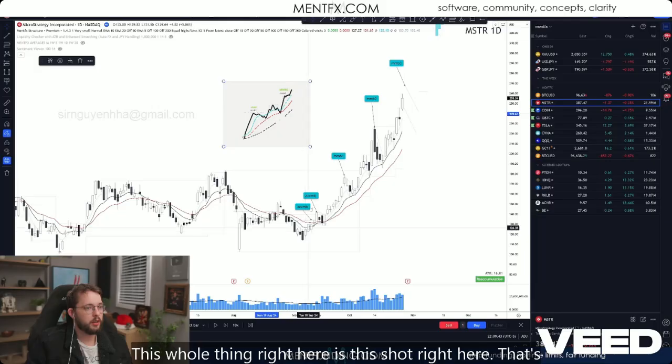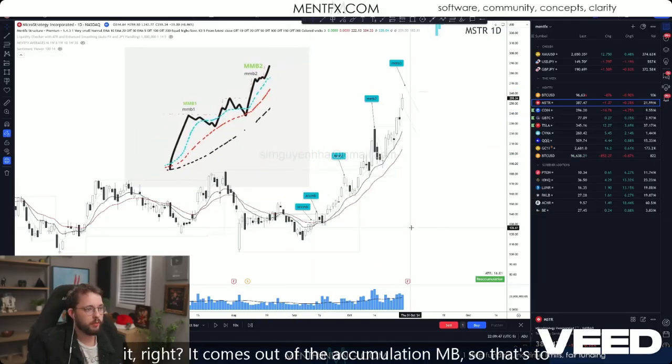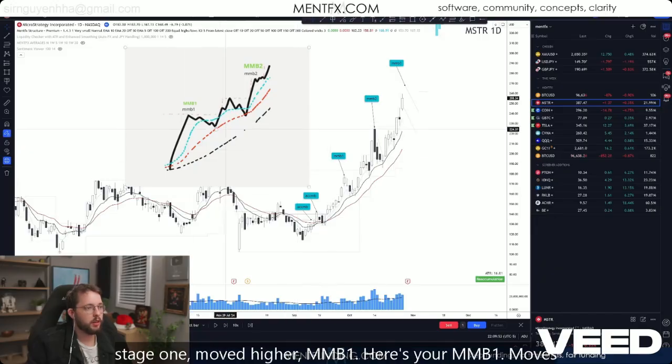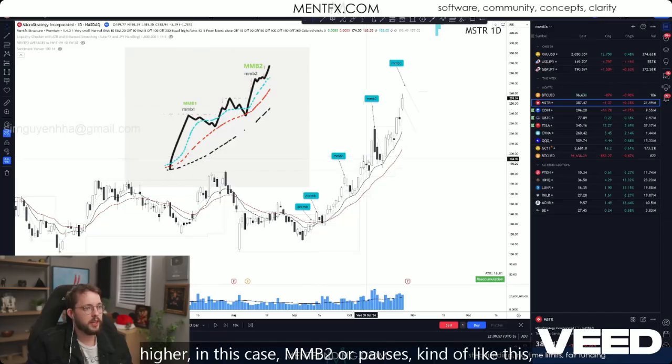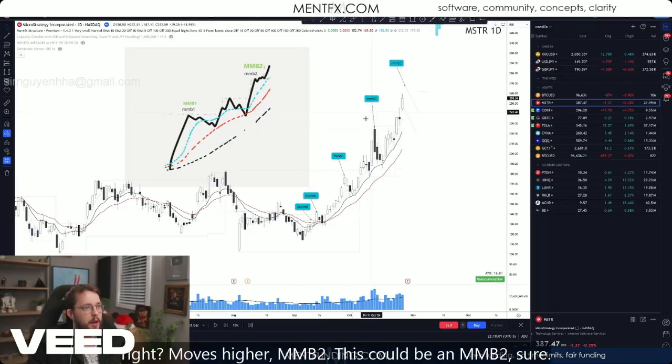This whole thing right here is this shot right here. That's it, right? It comes out of the accumulation MB, so that's to the left. Created that accumulation MB out of the stage 1, moved higher, MMB1. Here's your MMB1. Moves higher, in this case MMB2, or pauses, kind of like this, right? Moves higher, MMB2. This could be an MMB2, sure.